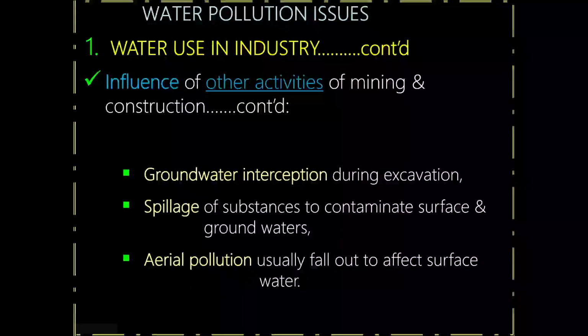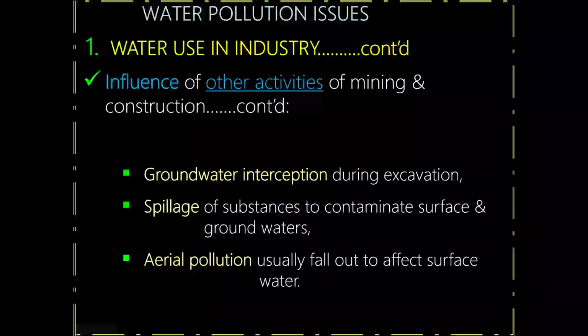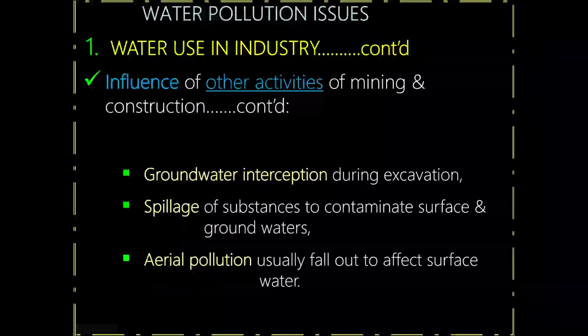Another one is groundwater interception during excavation. Spillage of substances to contaminate surface and underground water. Then aerial pollution usually falls out to affect surface water. These are all ways mining or construction or any industrial activity can affect the environment.